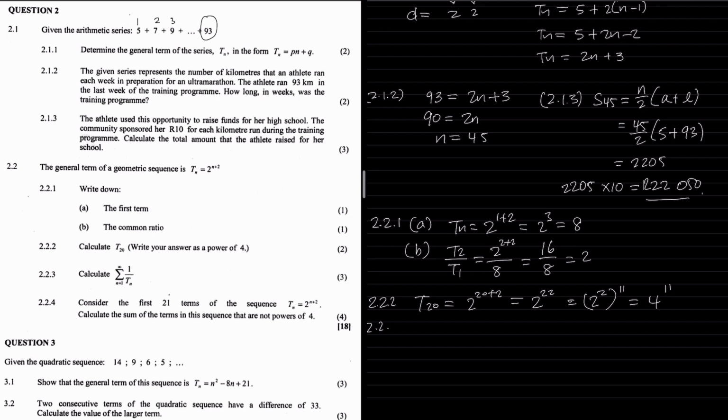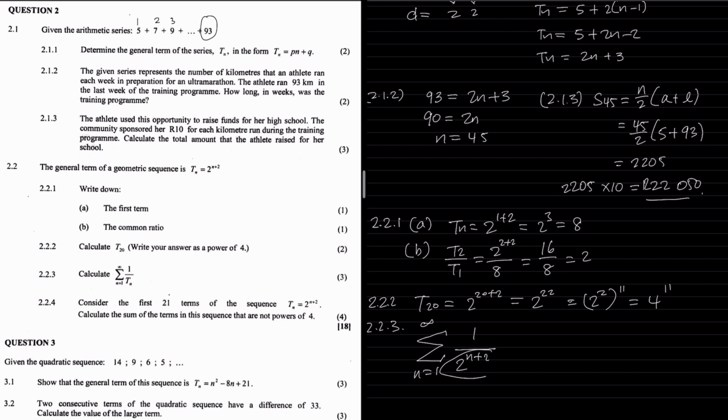2.2.3. Calculate this sigma notation. So 1 over Tn from when n is 1 to n is infinity. Now let's just quickly rewrite this. So we have our sigma notation here. N is equal to 1 up to infinity, and then 1 over Tn. So Tn, remember, is 2 to the power n plus 2.